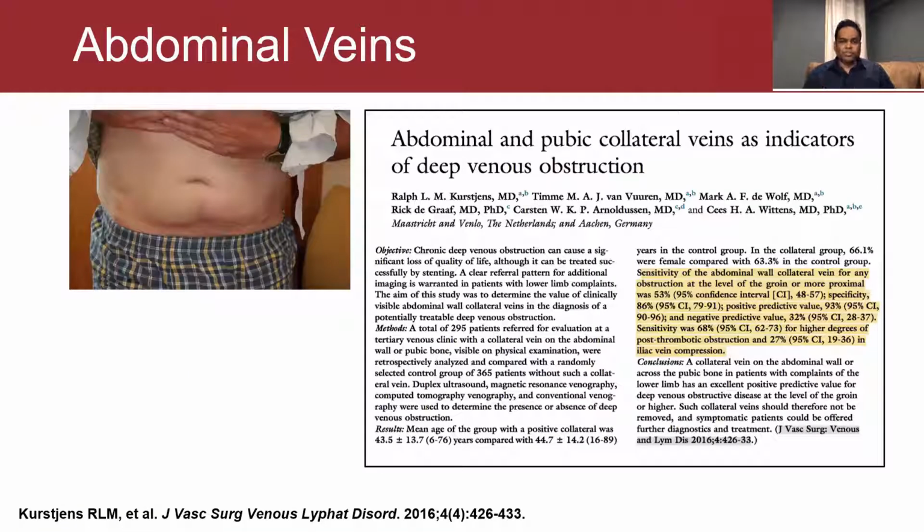Again, when you're examining the patient, it's important not just to look at the legs, it is also important to look at the abdominal veins. This is a paper published again in the Journal of Vascular Surgery, and the presence of mere varicosities on the abdominal wall, also known as collaterals, has a specificity of 86% and a positive predictive value of 93% in diagnosing iliocaval obstruction in these patients. So simple examination of our abdomen is also important.